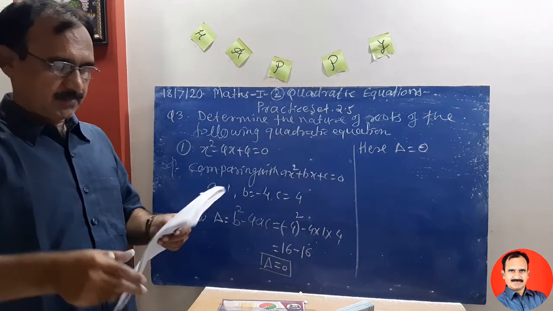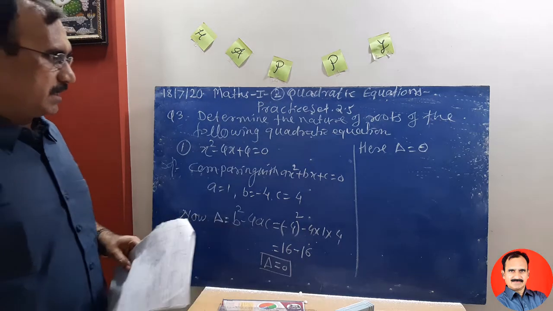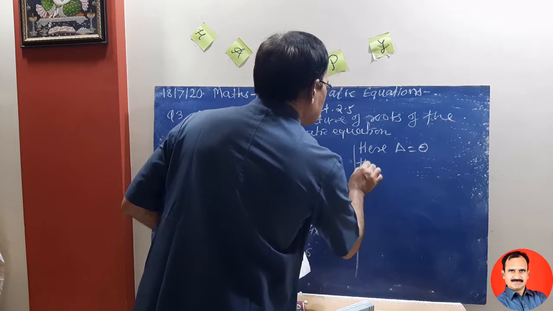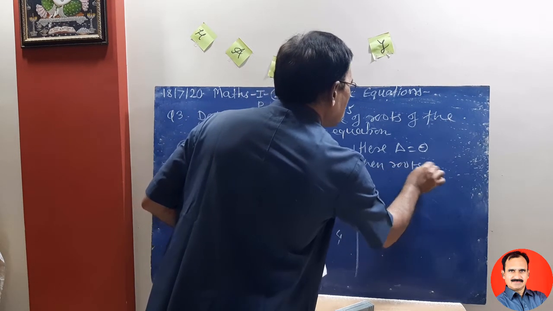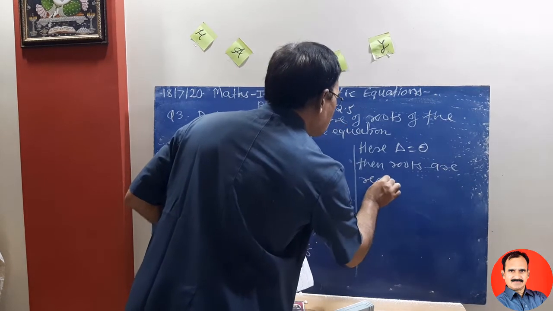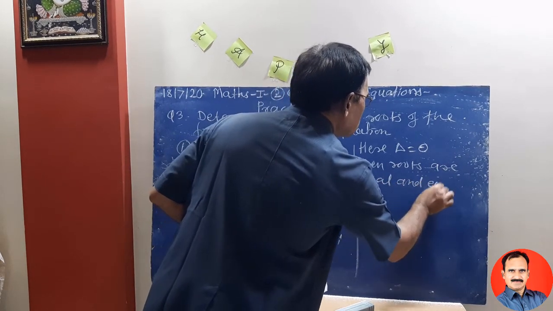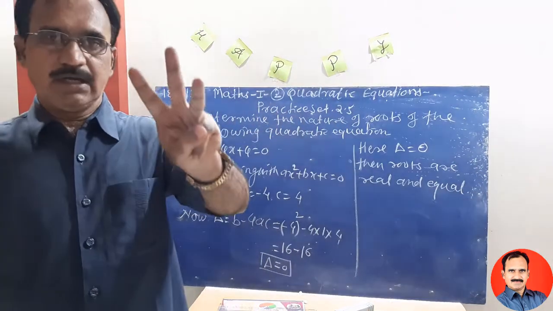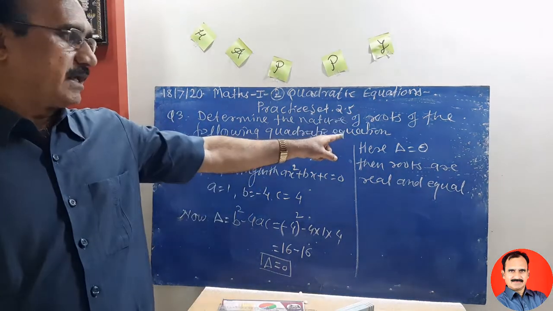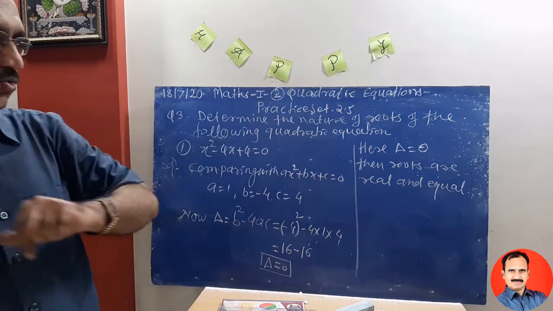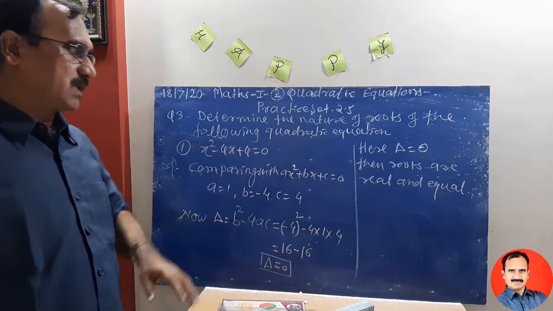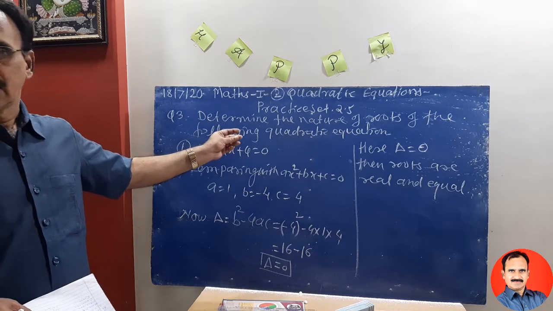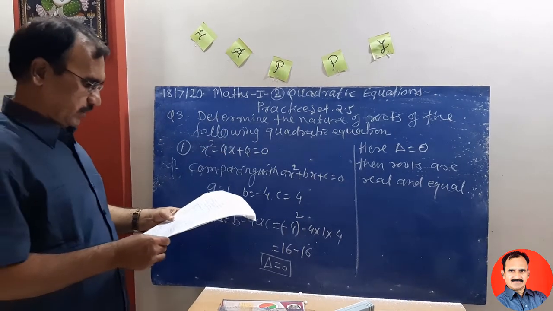Here was the second condition. If delta is equal to 0, then roots are real and equal. You know there are three possibilities: delta is greater than 0, delta is equal to 0, and delta is less than 0. Here delta is equal to 0 means roots are real and equal. Any problem in this example? No problem, very good. Now we will see the next one.